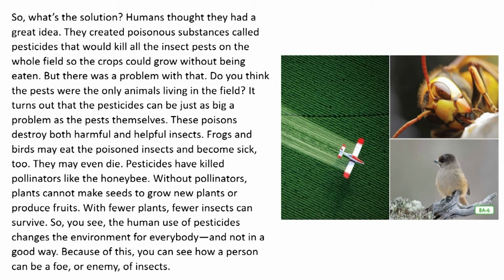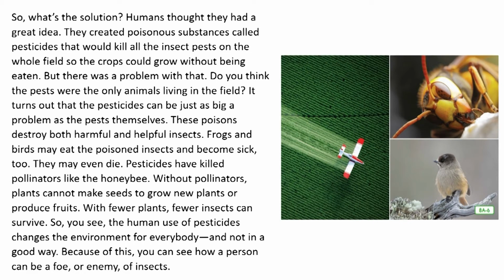Humans thought that they had a great idea. They created poisonous substances called pesticides that would kill all the insect pests on the whole field so the crops could grow without being eaten. But there was a problem with that. Do you think the pests were the only animals living on the field? It turns out that the pesticides can be just as big a problem as the pests themselves. These poisons destroy both harmful and helpful insects.